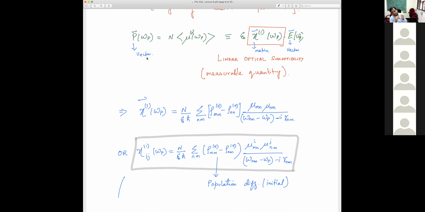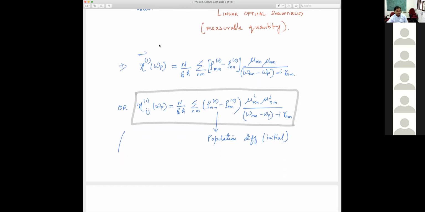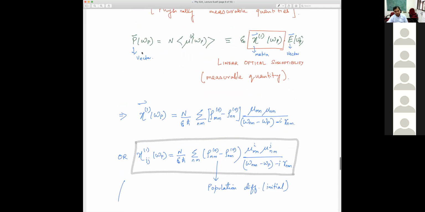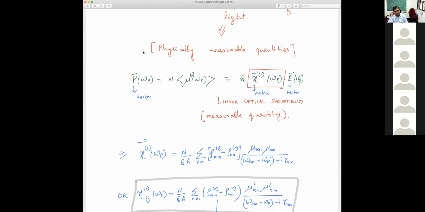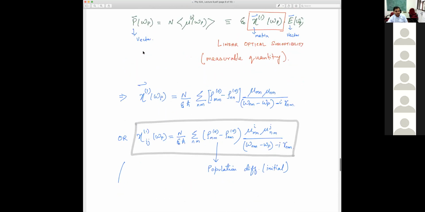So chi1 is called the linear susceptibility. Chi2 is called the second harmonic susceptibility or quadratic susceptibility. Chi3 is called the cubic or third order susceptibility, and all others are called higher harmonic susceptibilities, basically. Okay, so the optical susceptibilities are always related to this quantity P, polarization. And this polarization is what goes into Maxwell's equations whenever we have light and matter together in the system, and so on.